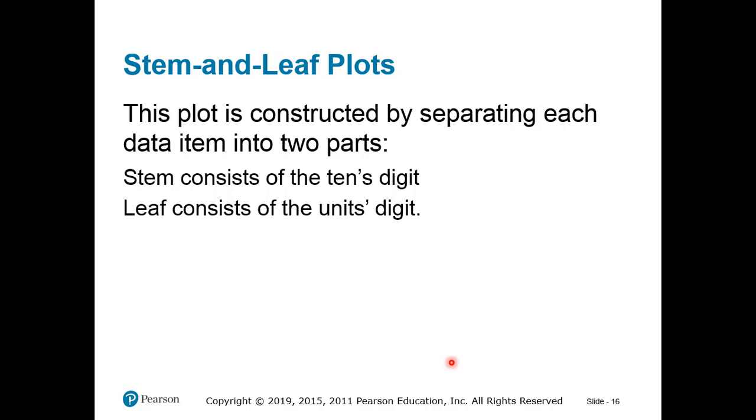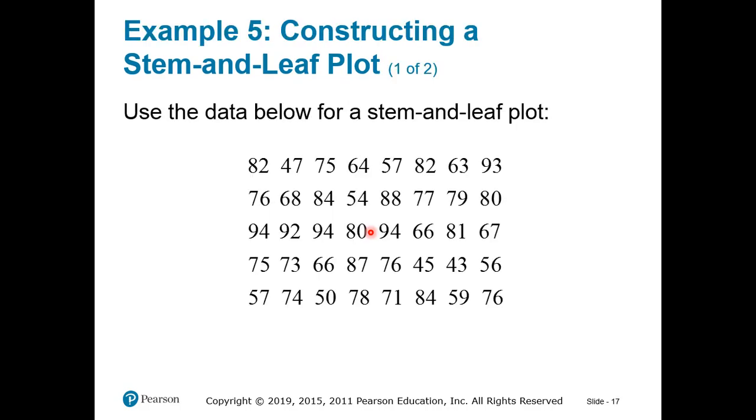So there are 2 parts to constructing a stem and leaf plot: the stem and the leaves. The stem consists of the tens digits, or the hundreds digits if it does go to the hundreds. The leaves consist of the units digits, or it could be a decimal digit if you're dealing with a decimal. But again, it just depends on how it's constructed.